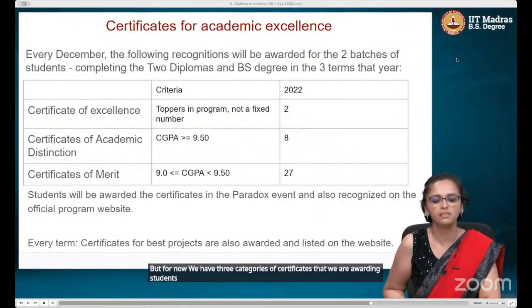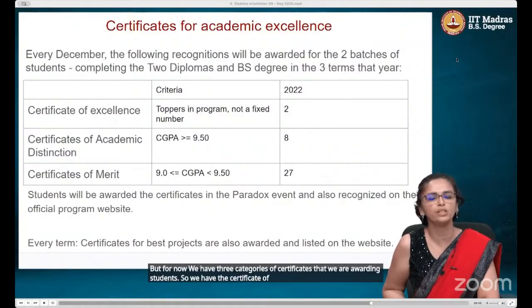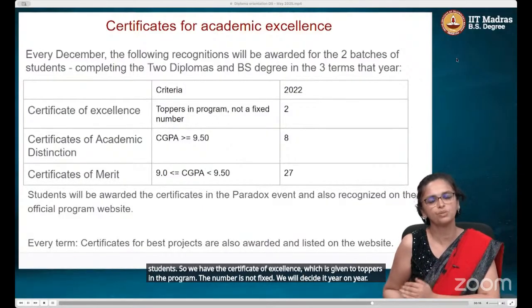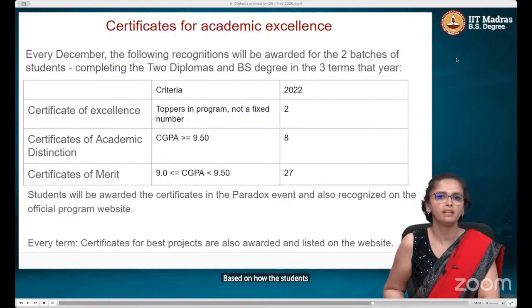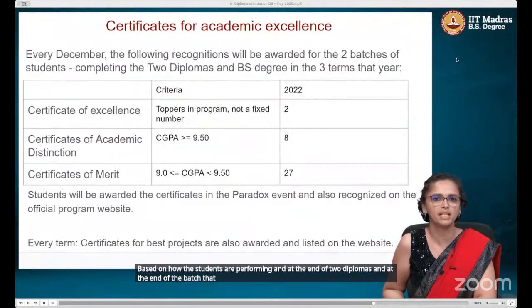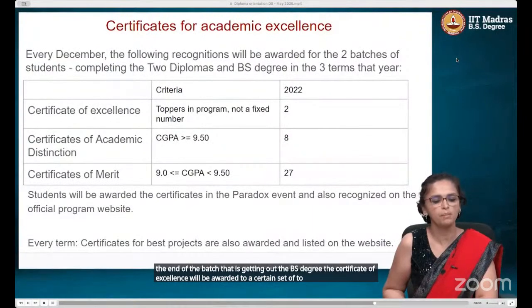So we have the Certificate of Excellence, which is given to toppers in the program. The number is not fixed. We will decide it year on year based on how the students are performing. At the end of 2 diplomas and at the end of the batch that is getting out with the BS degree, the Certificate of Excellence will be awarded to a certain set of toppers. So this will be the first category of awards that we have.